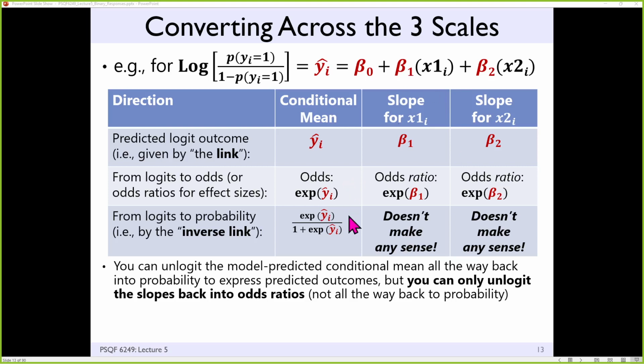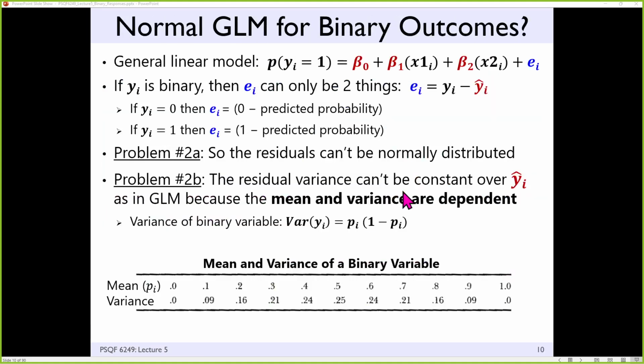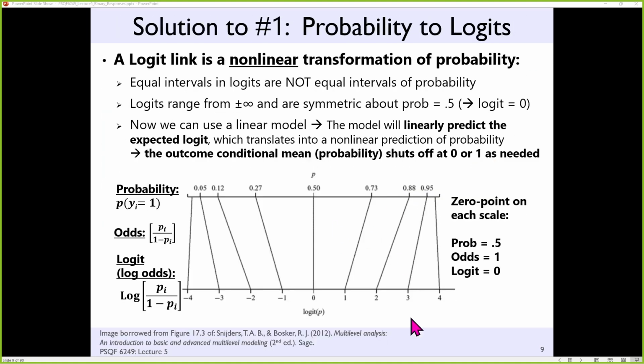Now, if you want to go one step further and talk about it in probabilities, this is where people screw this up. You cannot take a slope and unlogit it all the way back down to probability. It doesn't work, because a 1 unit change in logit is not a 1 unit change in probability at all points. The probabilities have to have fewer changes as you get closer to the boundaries. So that's this picture right here.